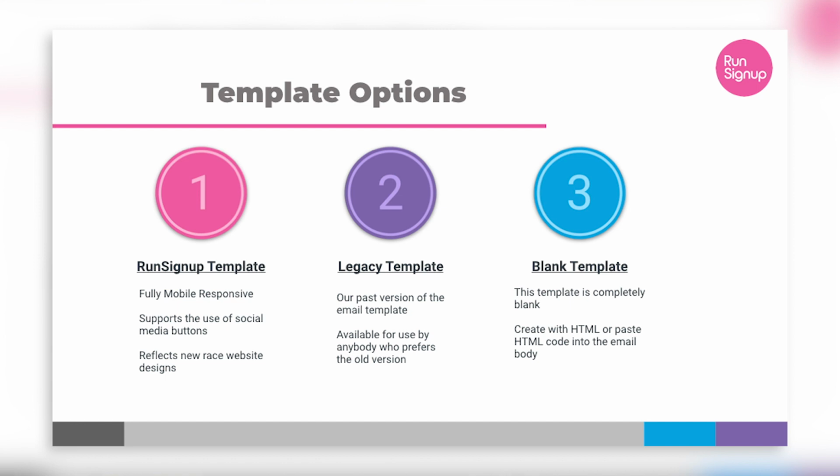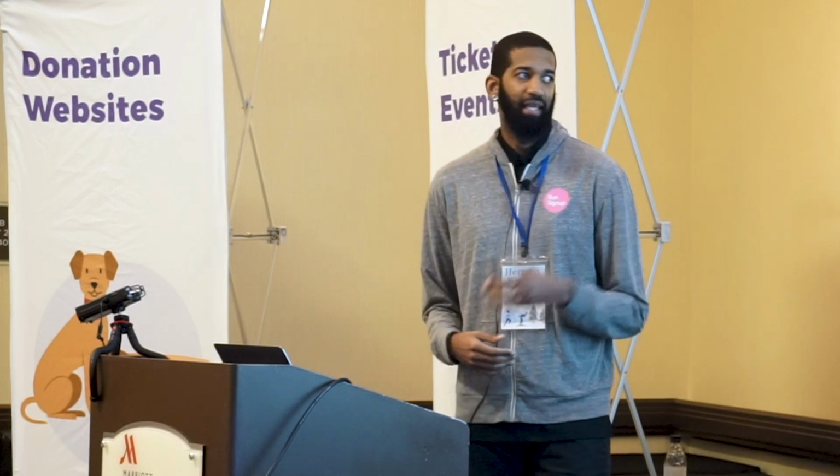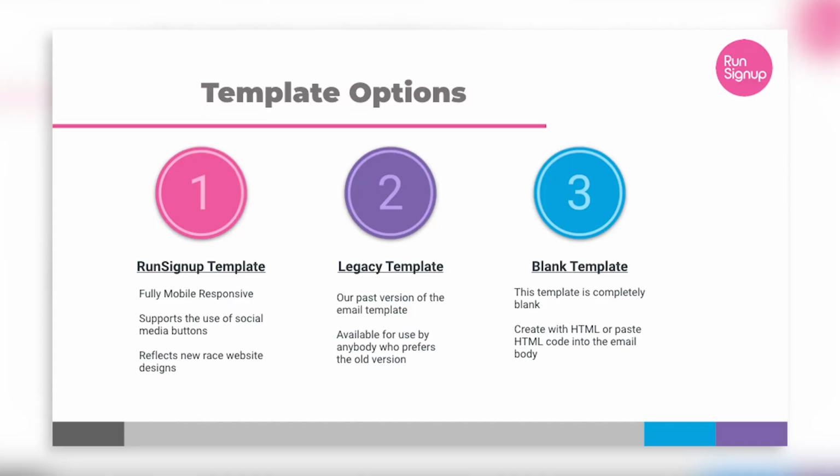With the template options, if you have different marketing techniques, so you use different colors for different types of emails, or you have certain templates that you want to use, maybe a month out, week out, day before, things like that, you can create these different templates so you don't have to keep constantly creating your emails year after year. The RunSignup template is our most recent one. It's going to be fully mobile responsive, which just means if somebody's opening it on a cell phone or a tablet, the screen size is going to narrow down for the width of the screen. Makes it a lot easier to see.